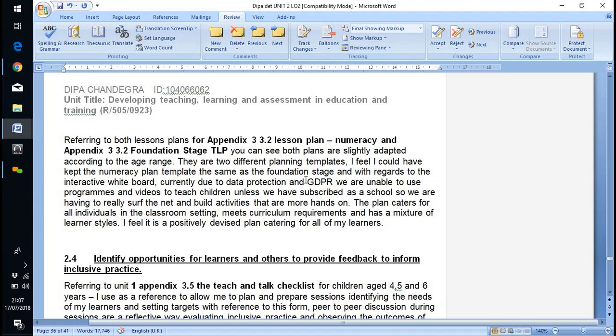I'm not sure what this means actually. Due to data protection, you're unable to use programs and videos. Yeah, so they've shut it down at school at the moment. We're not allowed to use YouTube and things like that. We're only allowed to use programs that we've subscribed to, and my school doesn't subscribe to any.